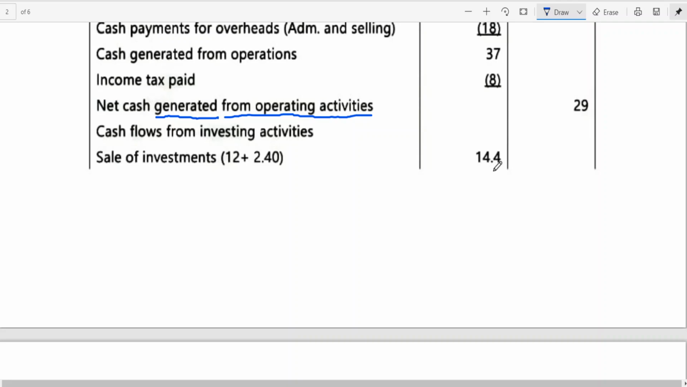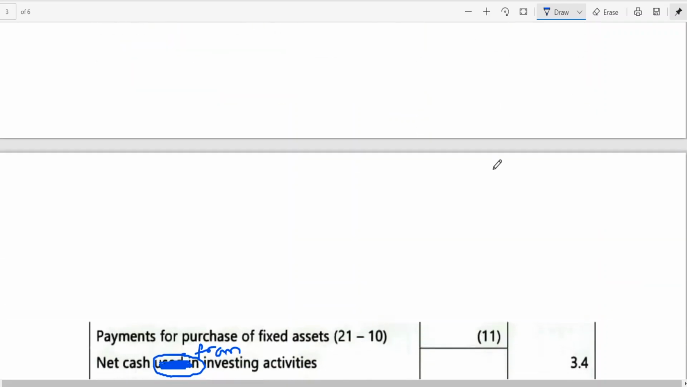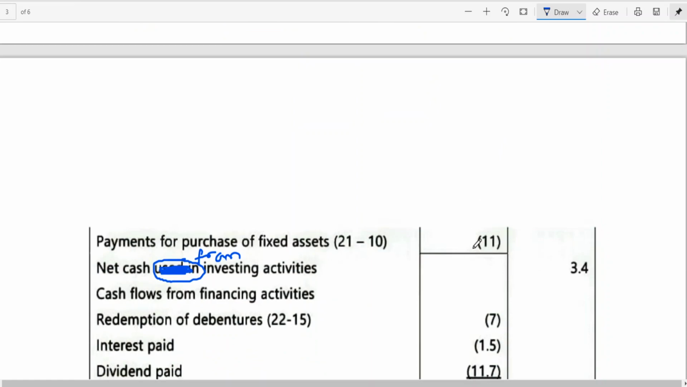Cash flow from investing is 14.4, whereas payment for purchase of fixed assets is how much? 11 crores. So 3.4 positive. Next, cash flow from financing activities.